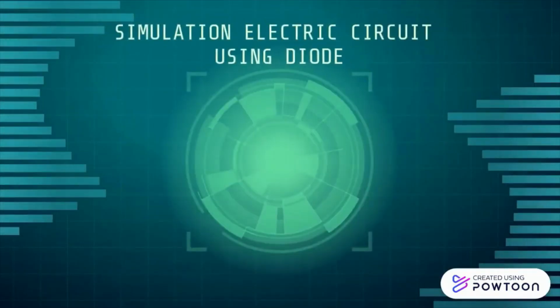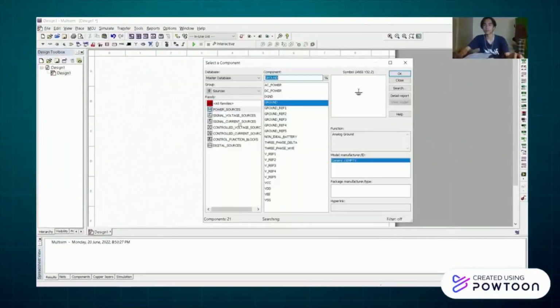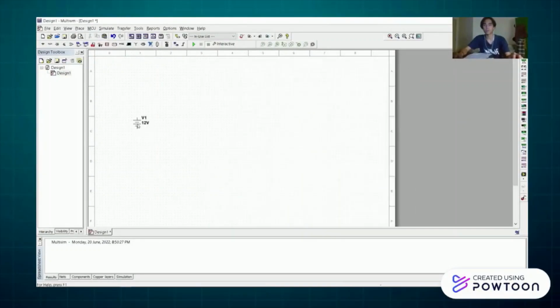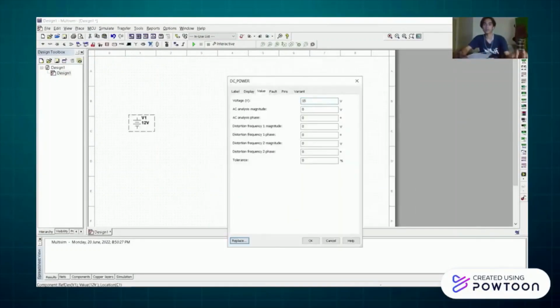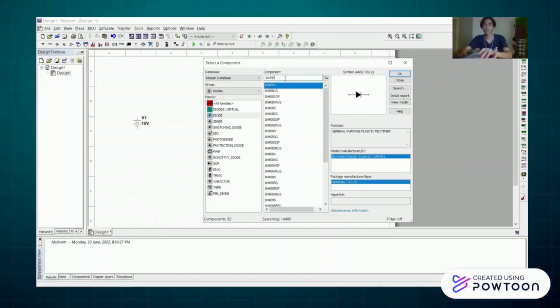Take out all required components. So the first component is DC power. Set DC power value to 15 volt. And the next component is silicon diode. In this case, I'm using 1N4001 silicon diode. Use 2 silicon diodes for this circuit.